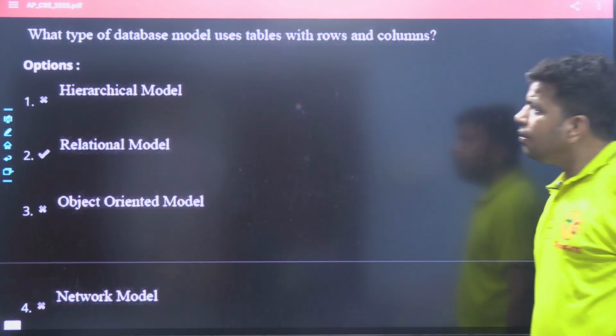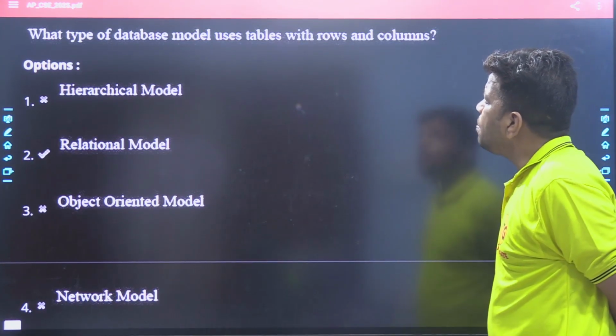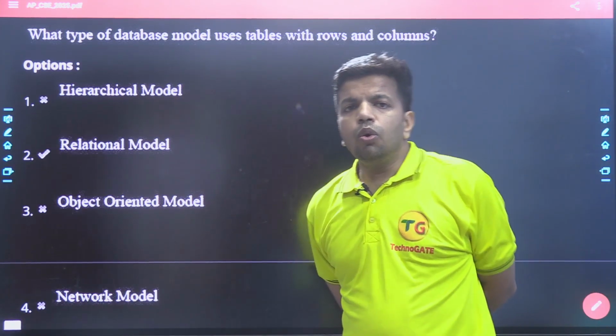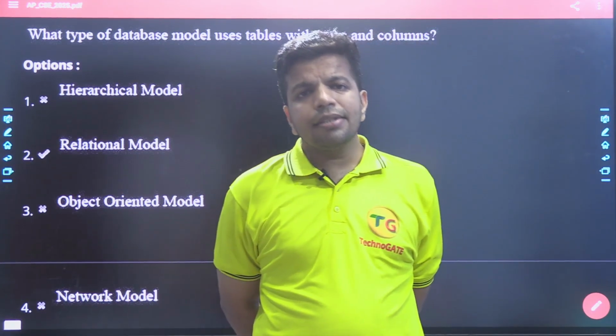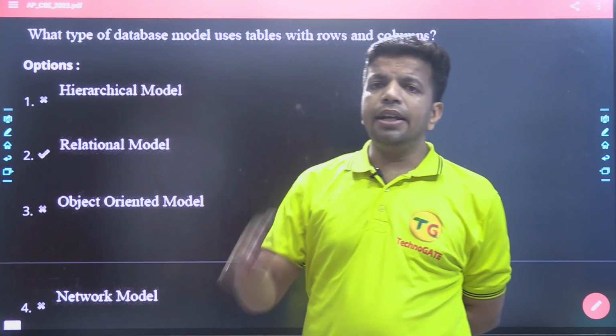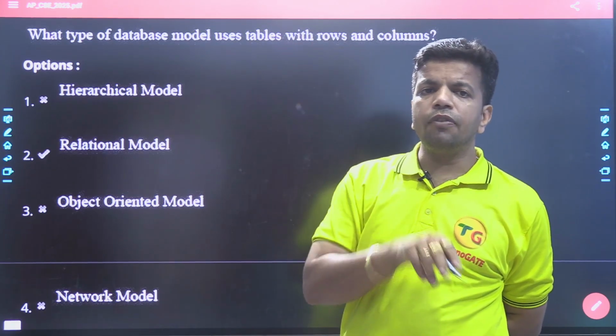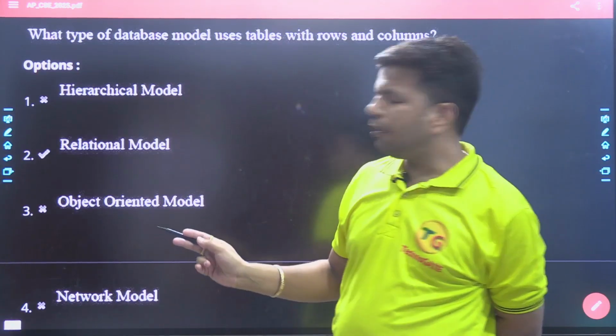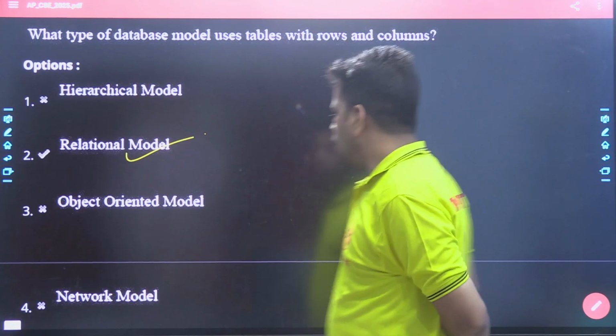Which type of database model uses tables with rows and columns? In DBMS, the relational model represents your database in the form of tables, and each table consists of a certain number of columns corresponding to a certain number of rows. So relational model is your answer.